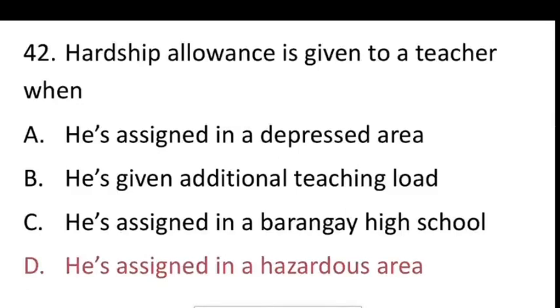So pag delikado kung saan ka nagtuturo, for example, nasa Tawi-Tawi ka, may gera sa lugar kung saan ka nagtuturo, or mahirap puntahan yung lugar kung saan ka nagtuturo, nasa bukid. For example, I know some people who are teaching in the mountains and then they sometimes would stay there for half a month, then they would go down after half of the month that they stay there, then they'd be receiving hardship allowance. Okay, so hardship allowance again is 25% of their monthly salary.